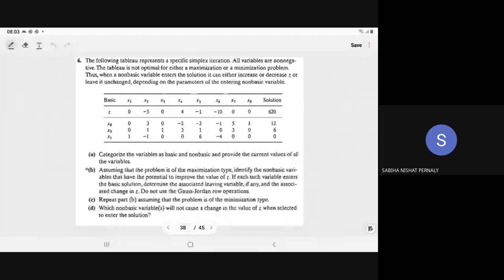In the last class, I taught you the basics of the simplex method, or simplex algorithm, to solve the linear programming problem. And over that, we have done some good questions. In continuation of that, let us have this question.